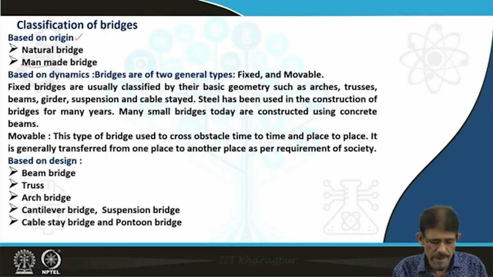Then man-made bridges based on dynamics, meaning related to motion and movement. Bridges can be divided into two categories: fixed bridges and movable bridges. Fixed bridges can be further divided into categories based on design, like beam bridge, truss bridge, arch bridge, cantilever bridge, suspension bridge, and cable-stayed bridge. In movable bridges, we have one famous category, that is the pontoon bridge.